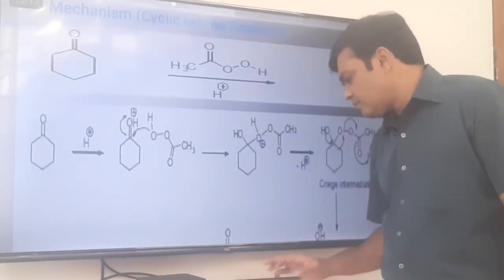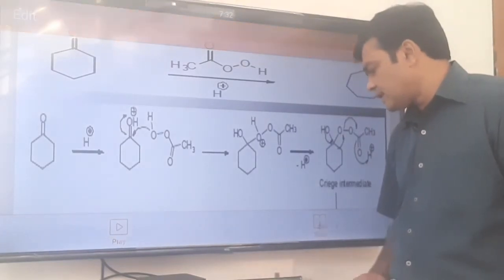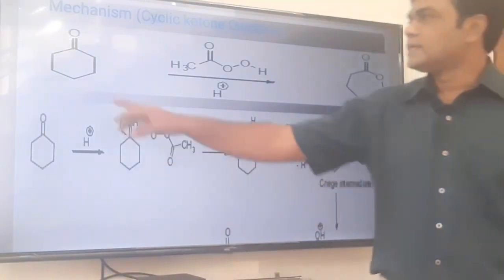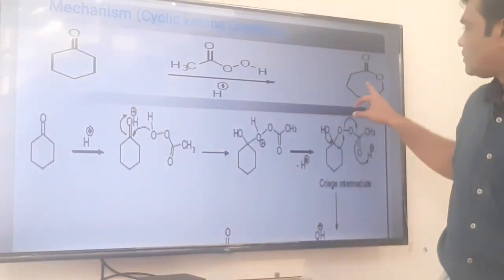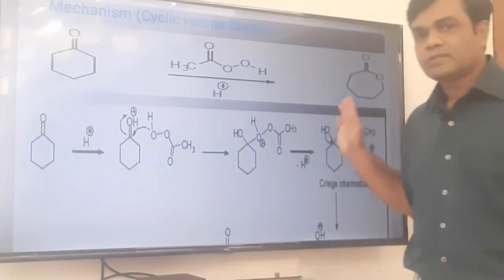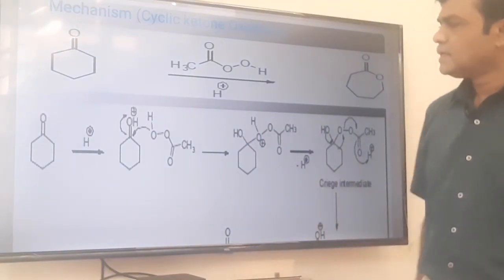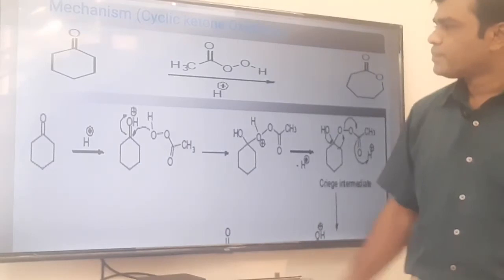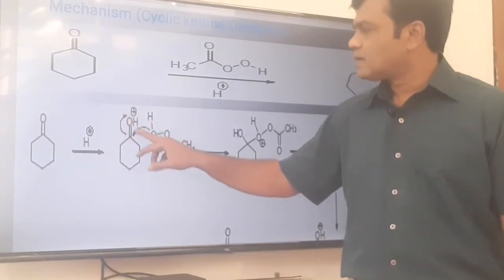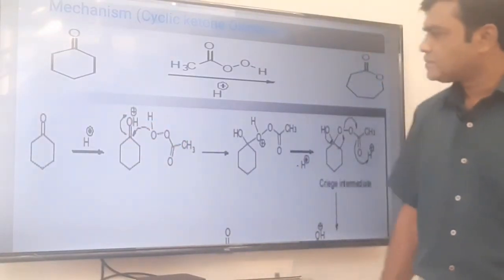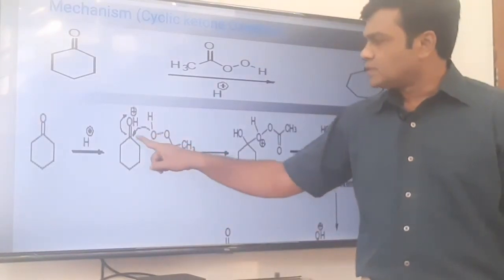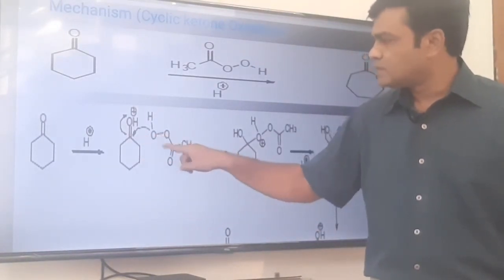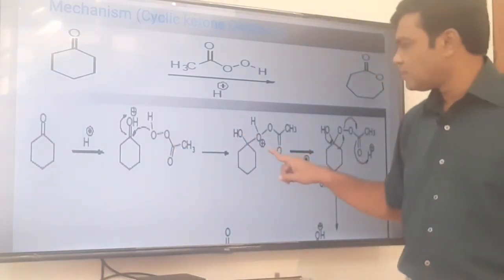On the same background, one can write the mechanism of cyclic ketone also. There is no difference. By taking the example of cyclohexanone, how it converts to lactone having a 7-membered ring. Let us see. First step is protonation, oxygen gets protonated, oxonium ion formation. Then oxygen gains its lone pair, carbonium ion formation. Then this oxygen donates lone pair to the carbonium ion, bond is formed between oxygen and carbon, oxygen will have the positive charge, oxonium ion formation.